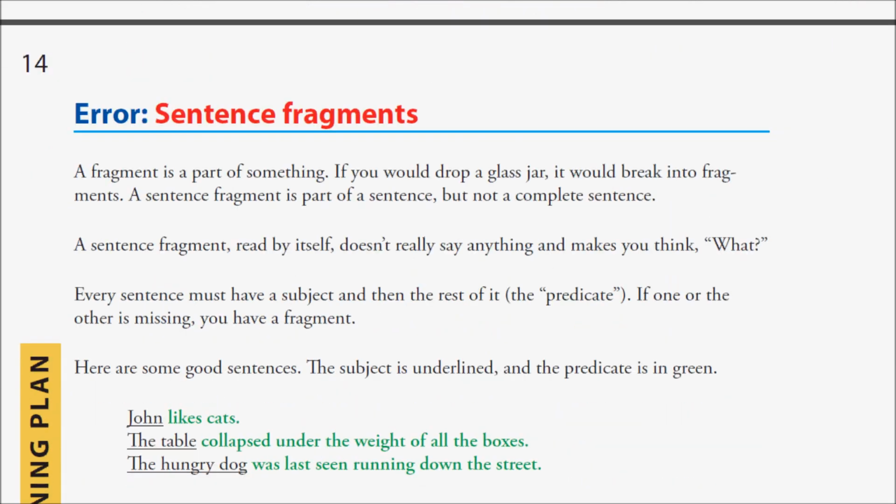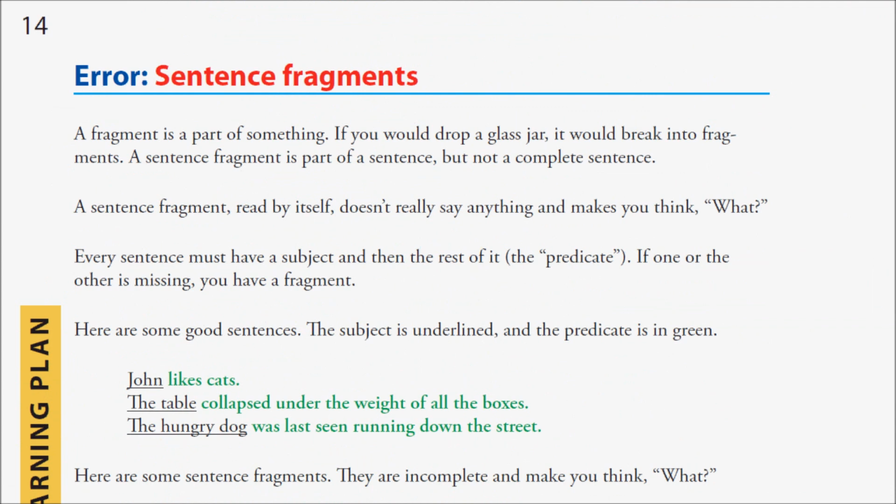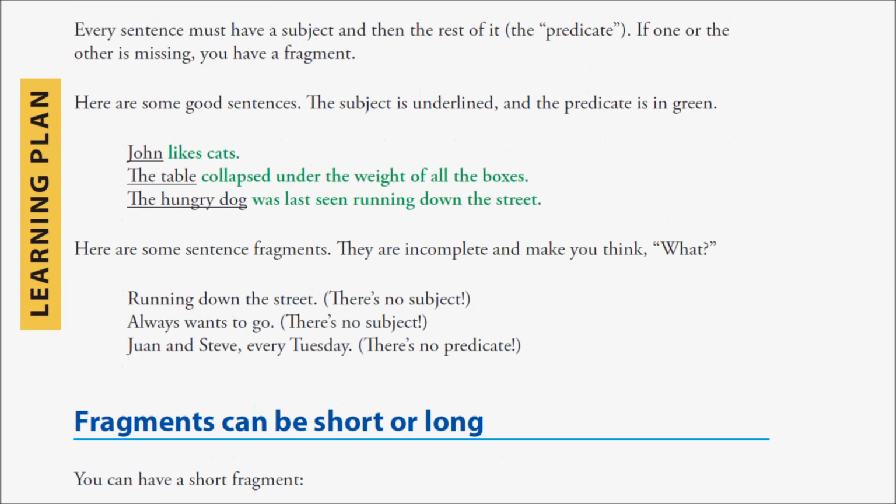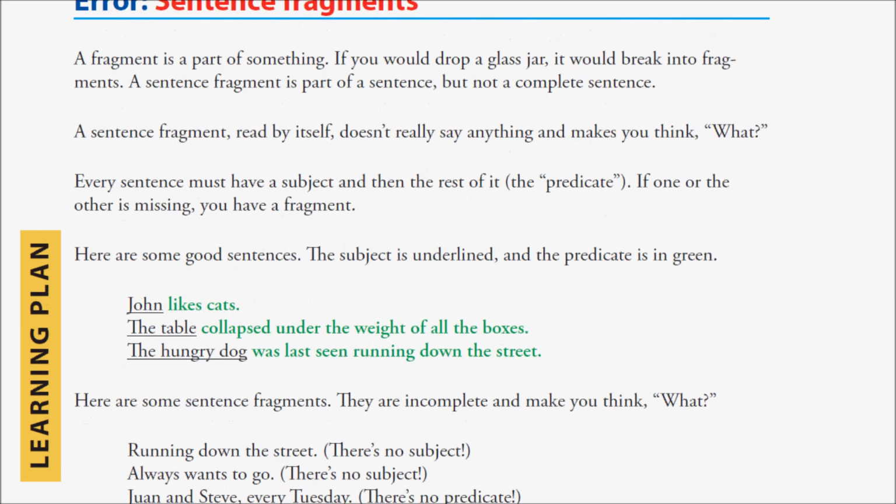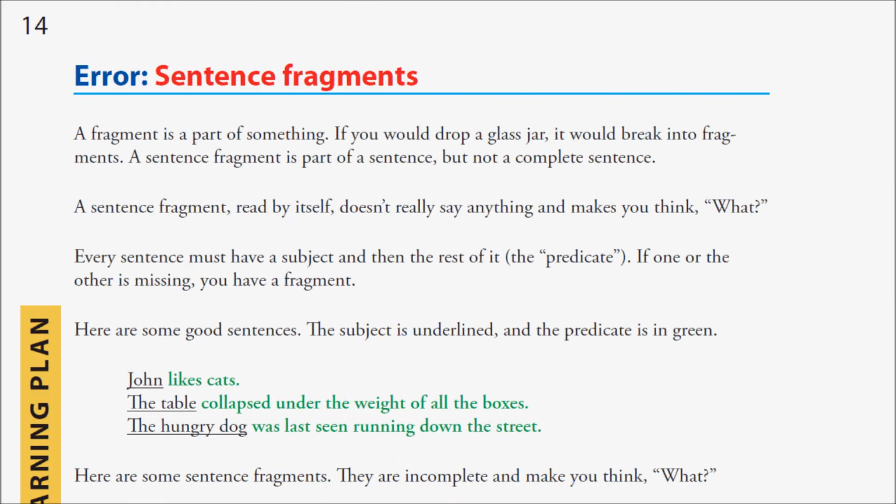All right, the next example is sentence fragments. Again, this is covered in the sentences brain sheet, which you can search the website for. A sentence fragment is just part of a sentence. You can read this. I'm not going to cover all of it in the video here, but if you say things like, always wants to go, or Juan and Steve every Tuesday, those are called sentence fragments. A fragment is a part of something. It's like when you drop a glass jar, it breaks into fragments.